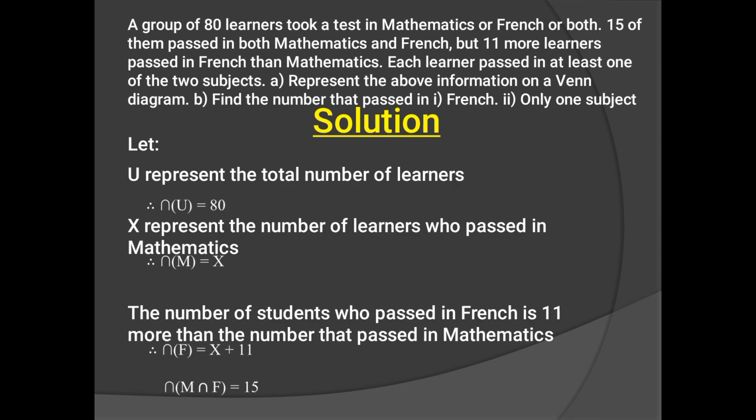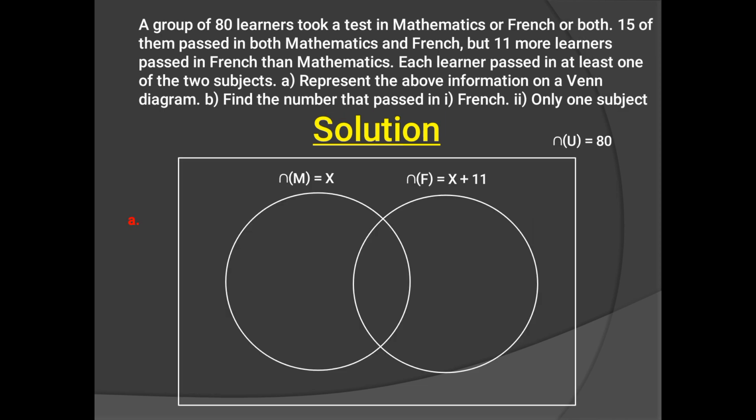So now we begin to draw a Venn diagram, which is part A. We draw our rectangle. The rectangle is the universal set, the total. And the question said 80 learners. So that is what we have here: number of U equals 80.